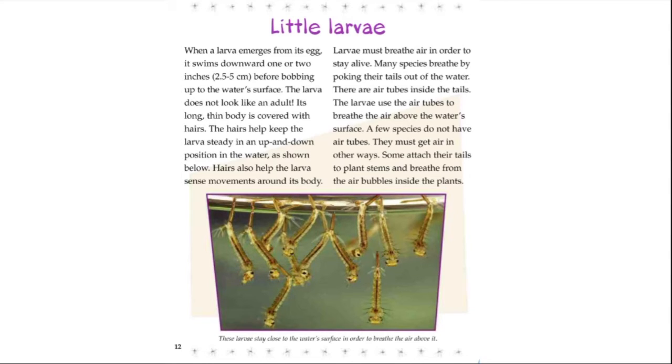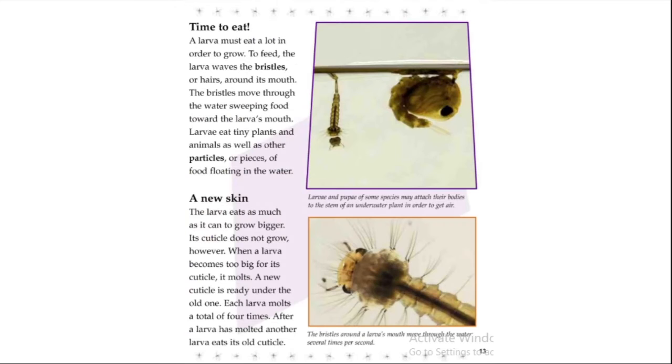Larvae must breathe air in order to stay alive. Many species breathe by poking their tails out of the water. There are air tubes inside the tails. The larvae use the air tubes to breathe the air above the water's surface. A few species do not have air tubes. They must get air in other ways. Some attach their tails to plant stems and breathe from air bubbles inside the plants.